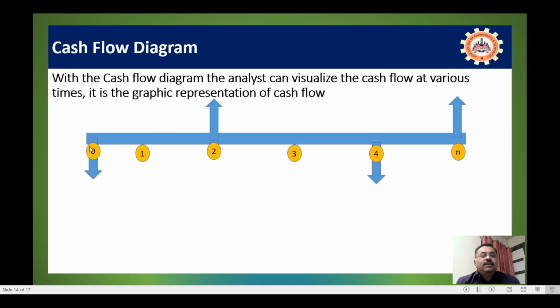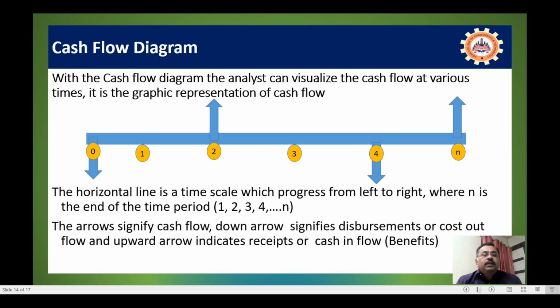As you can see here, in the 0th year there is an outward disbursement, and in the first year there is no cash flow, that is, neither the money is coming in nor going out. In the second year the money is coming in, and in the third year no transaction. In the 4th year money is going out, and in the final year, that is the nth year, the money is coming inside to the organization or individual person. The horizontal line is the time scale that you have.